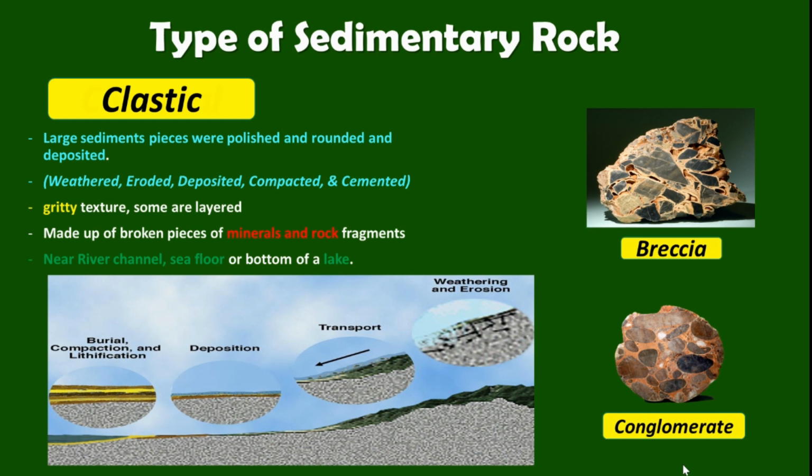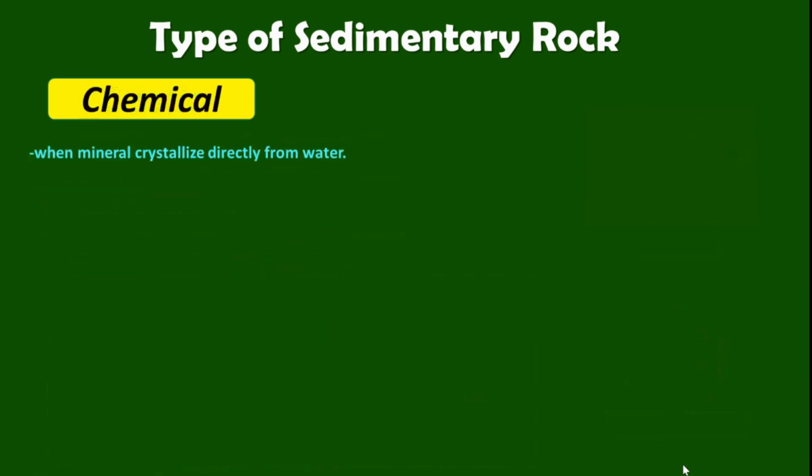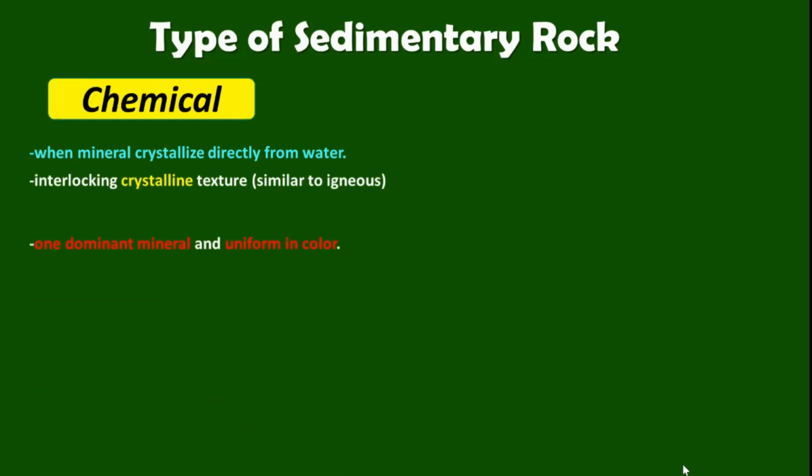A chemical sedimentary rock is formed when minerals crystallize directly from water. They have an interlocking crystalline texture similar to igneous rocks. They are made up of one dominant mineral and are uniform in color. They are also formed near oceans or caves.